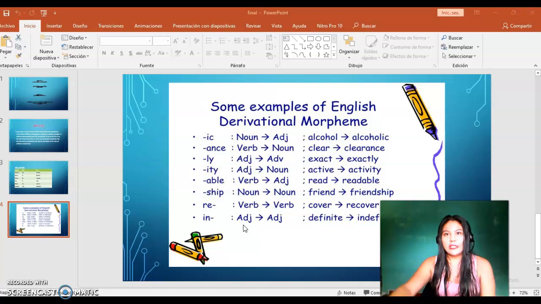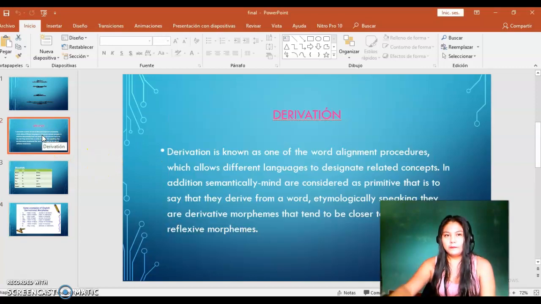My task is the final of language and function, terms and derivation. Derivation is an account of the word formation and procedures which allow different languages to designate related concepts.